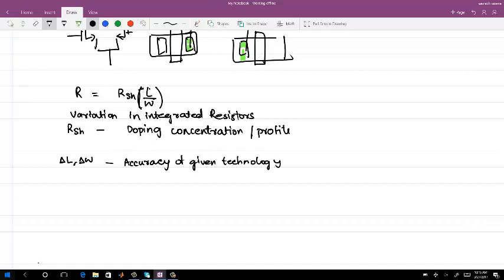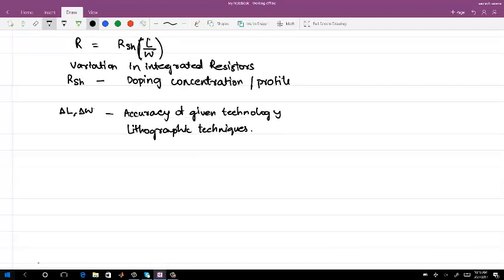Your etch profile or etch rate when you are etching any particular layer mostly comes in lithography. So these are all process things, but what we are concerned with is how much it can vary. These things are responsible for variation in the resistance. If I want to quantify that variation, delta R over R is delta Rsh by Rsh plus delta L by L plus delta W by W.